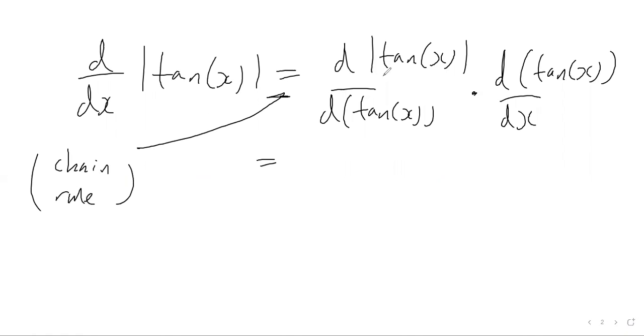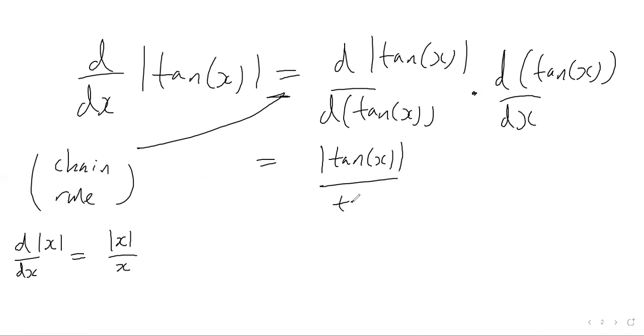Let's just make a note of this down here. We did this in a previous video where we differentiated the modulus of x, and we got this result here: modulus of x over x. So when we differentiate the modulus of tan x with respect to tan x, we should just get the modulus of tan x over tan x. Okay, so we get that.